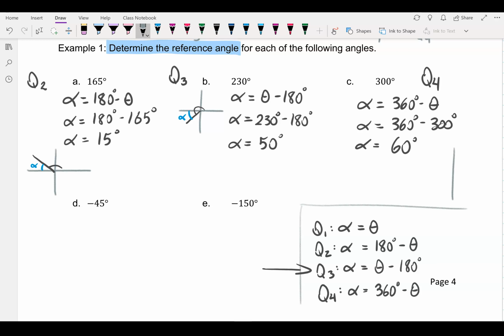I'm going to check it with a little diagram. The angle 300 is down here somewhere. That's our normal angle. Our reference angle is the smallest angle to the closest x-axis, the acute angle.